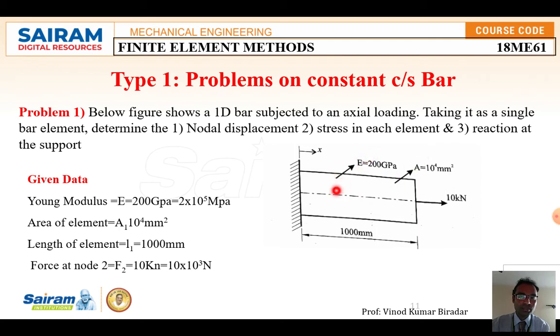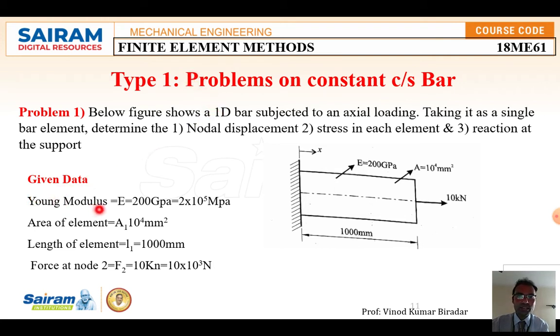In this problem, Young's modulus is given, that is E is equal to 200 gigapascal, and the area is given as 10 to the power of 4 mm square, and a 10 kilonewton axial force is acting at node number 2, and the length is given as 1000 mm. So what is the first step? You have to read the problem. It belongs to type 1, and note down the given data.